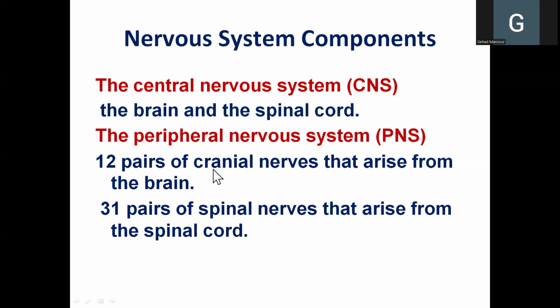The cranial nerves can be either purely sensory, like the optic nerve, like the olfactory nerve, like the auditory nerve, or they might be purely motor, or they might be mixed, like, for example, the facial nerve. But all the spinal nerves are mixed, and we will see why.